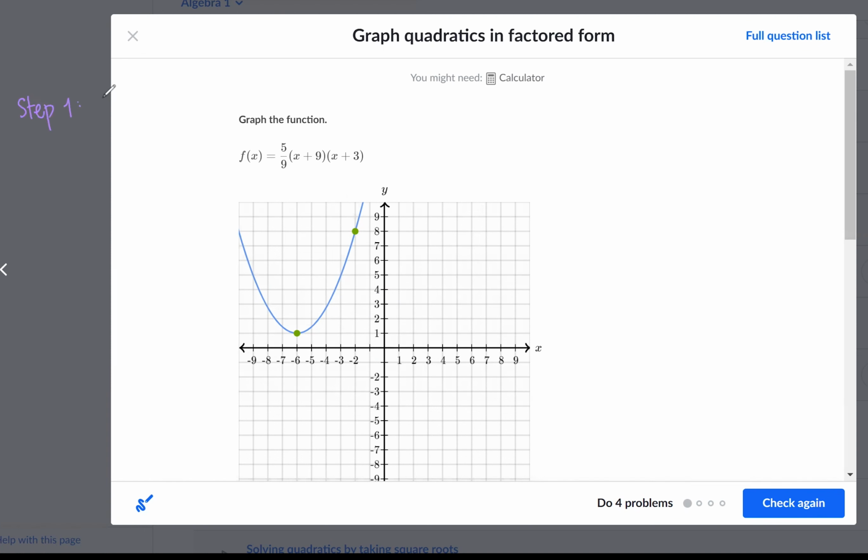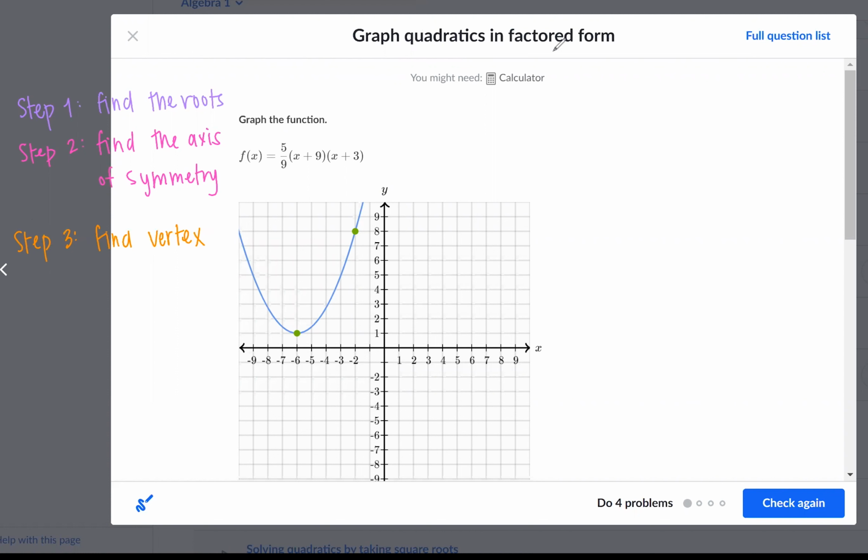So step one, I will find the roots, aka the x-intercepts or the zeros. Step two, I will find the axis of symmetry. This is that mirror line that runs right down the middle of the graph. Like the way the graph looks right now, it would go right down this line. And then step three, I will find the vertex. And just by knowing these, I'll be able to graph the whole thing. So let's start with the first step.